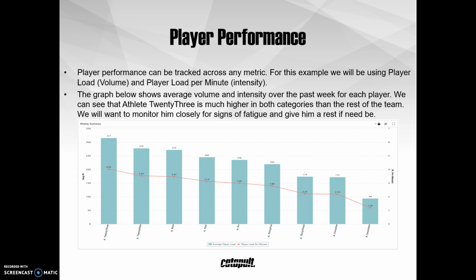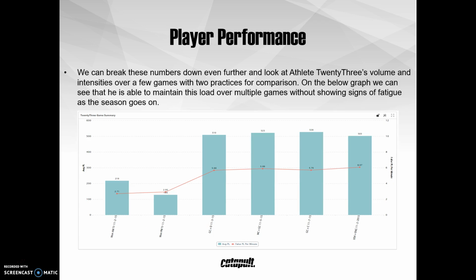What we want to determine is whether or not this athlete has higher numbers because he is simply functioning at a higher level than the rest of our team, or if he is overworking himself and is headed toward an injury. One way we can make this determination is to see whether this athlete can maintain that high level of output over a long period of time. What we have graphed here is athlete 23's average player load over a few games with a few practices thrown in for comparison. Looking at this graph, we can see that he maintains a high output over the course of the season without any signs of slowing down.